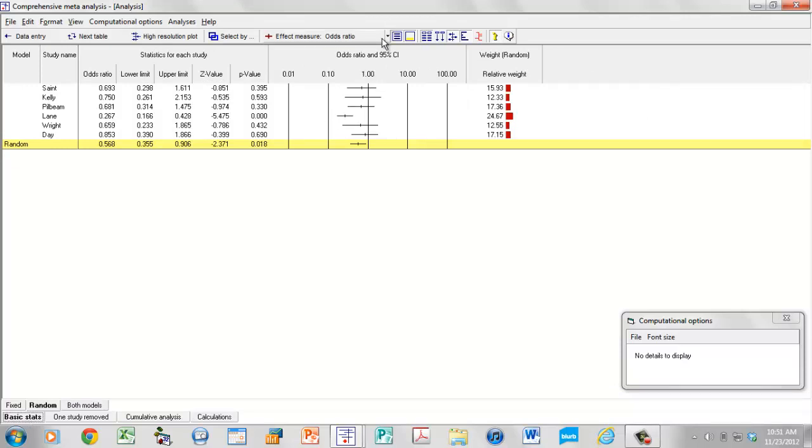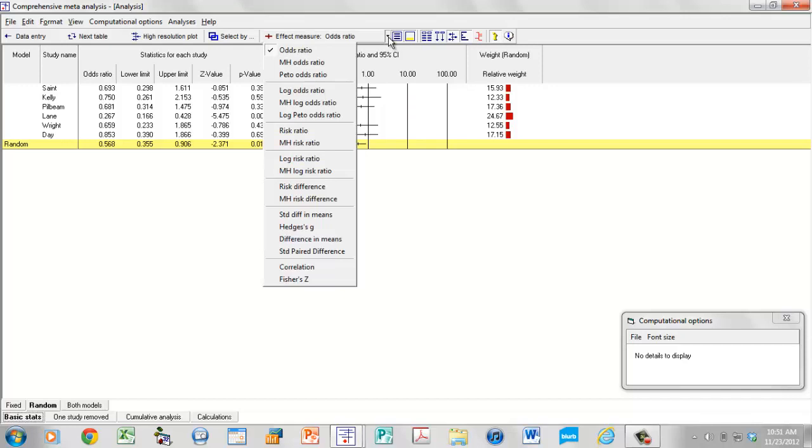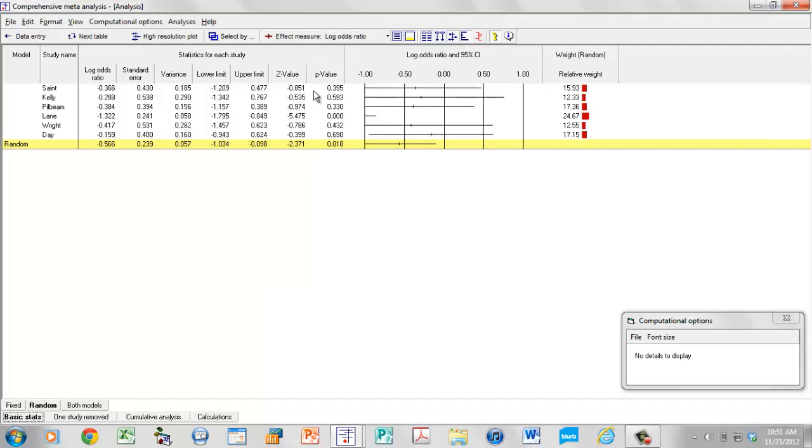I showed you before that rather than working with the odds ratio, we can shift into the risk ratio or the risk difference. We can also look at the log odds ratio. Now, this is probably not going to be terribly helpful if what you are trying to do is to get a sense of the data, but it's very helpful if you're trying to understand the computations behind it.